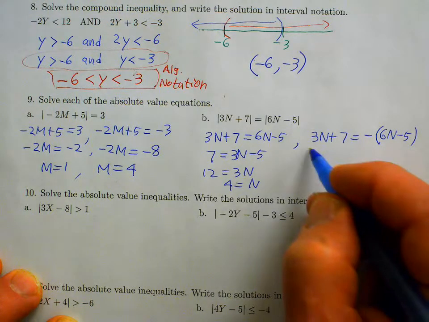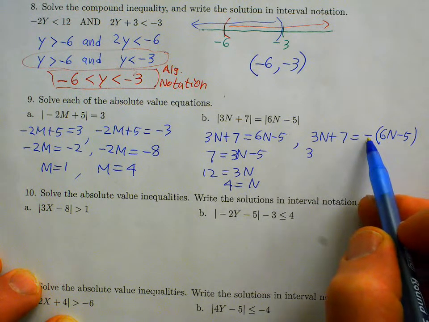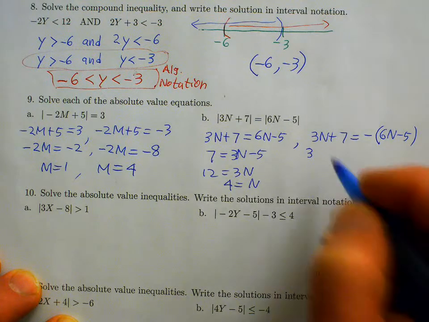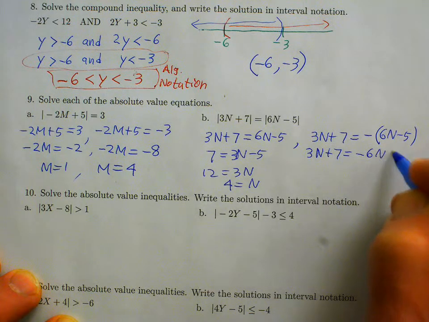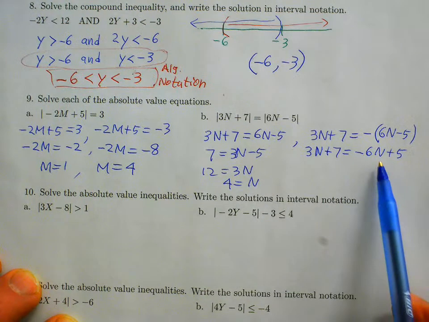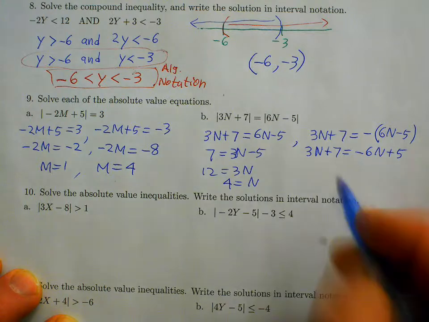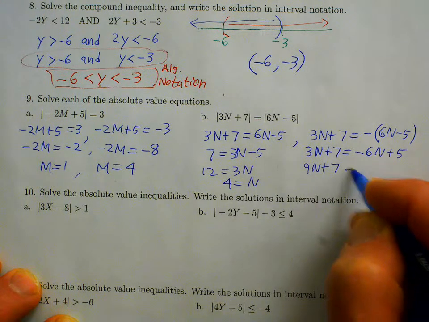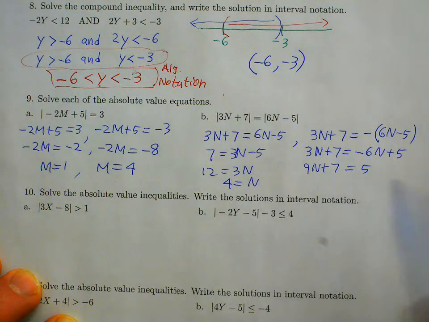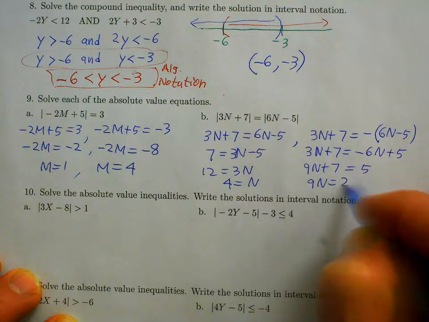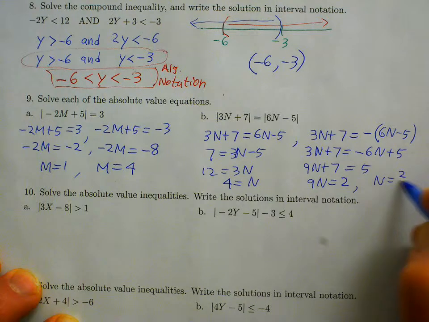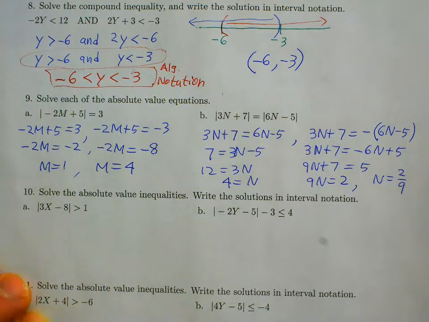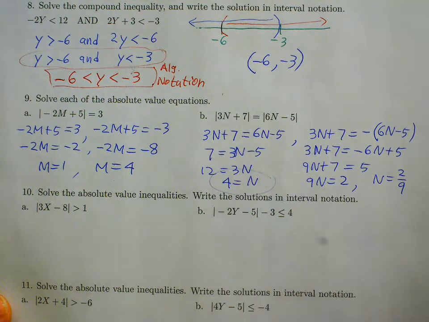On the right-hand side, we'll distribute, in effect, we're just multiplying the quantity 6n minus 5 by negative 1. So the left-hand side, 3n plus 7 equals negative 6n plus 5. And then solve for n. Let's add 6n to both sides. So we get 9n plus 7 equals 5. Then subtract 7 from both sides. We get 9n equals 2. And then finally, divide both sides by 9. We get n equals 2/9. So the solutions are n equals 4 and n equals 2/9.